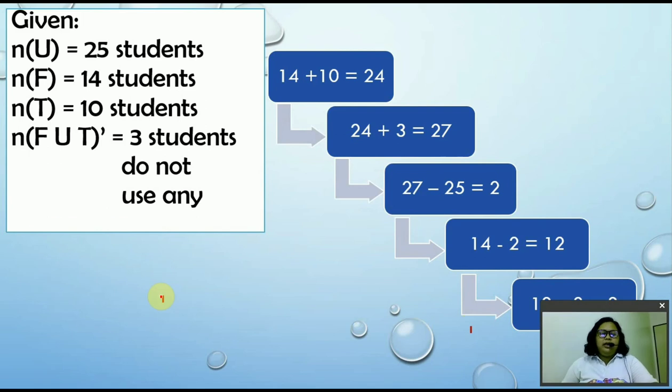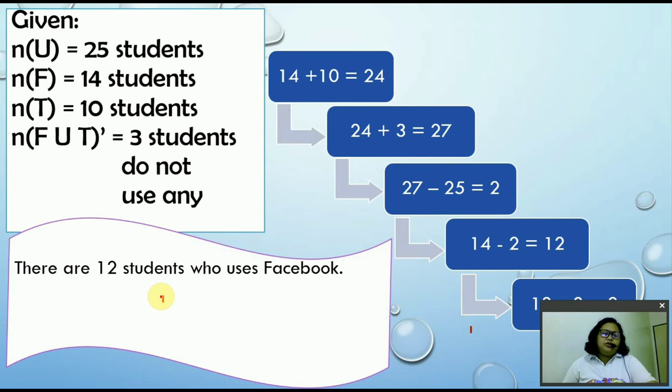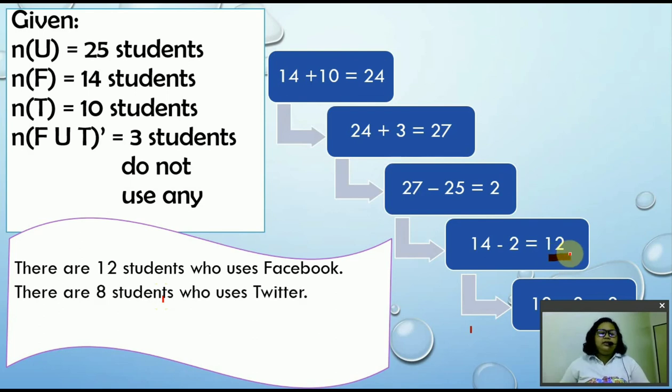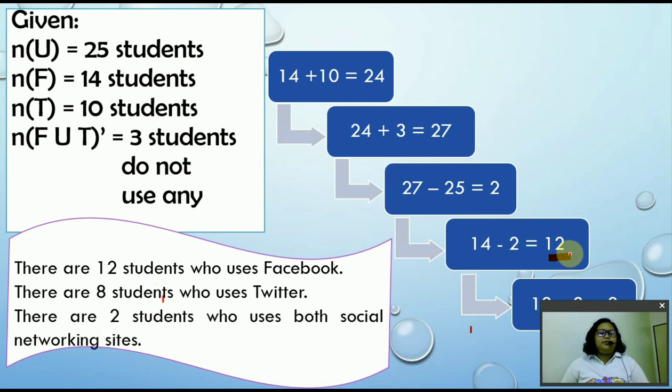Okay, so now we can write the conclusion. There are 12 students who use Facebook only. We answer based on our solution here. Next, there are 8 students who use Twitter only. And the last question, there are 2 students who use both social networking sites. That means they use Facebook and at the same time they also use Twitter. Okay, so that is how we solve it.